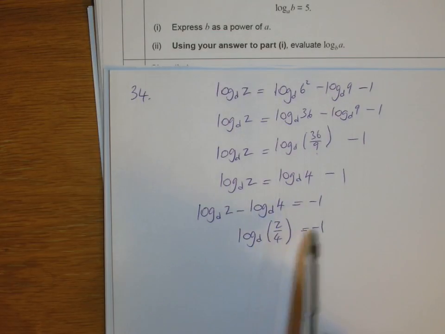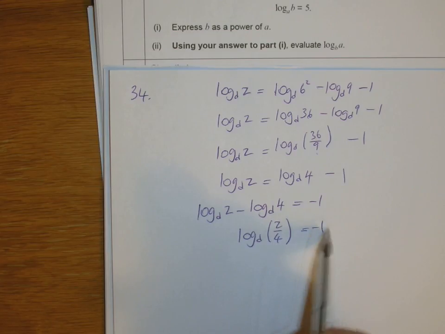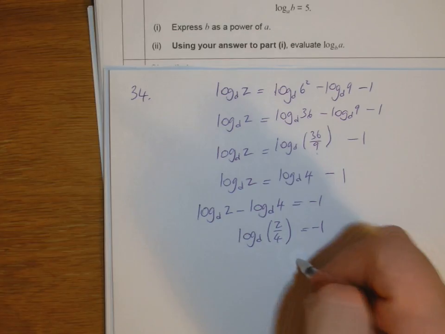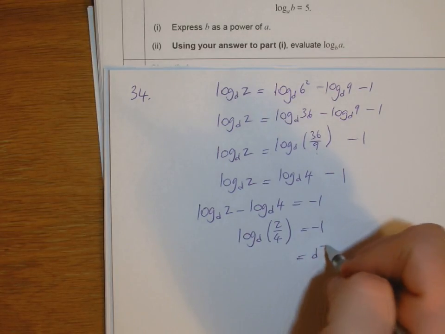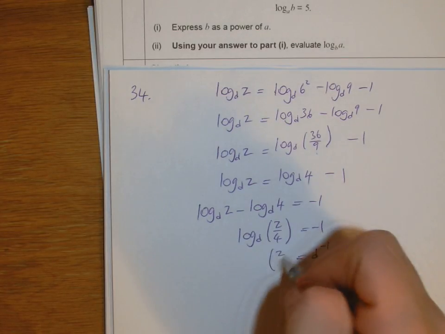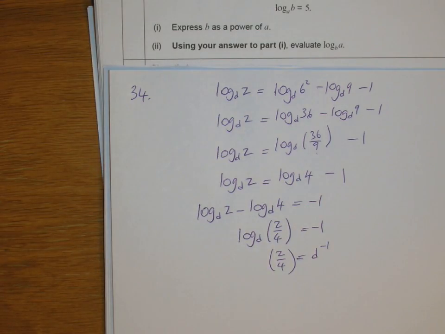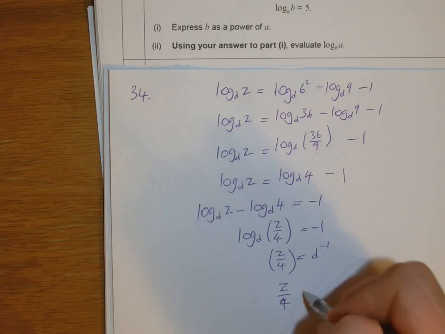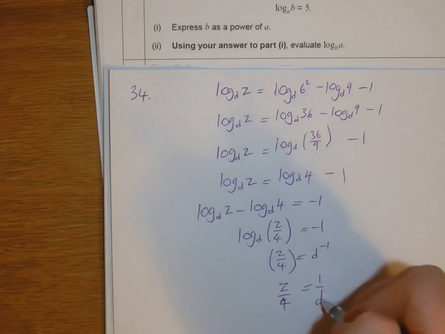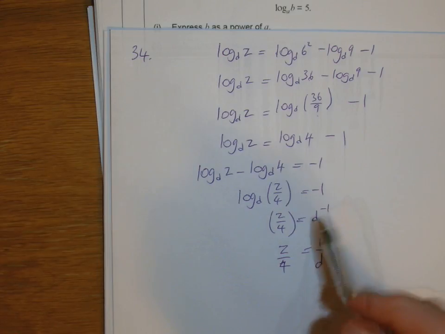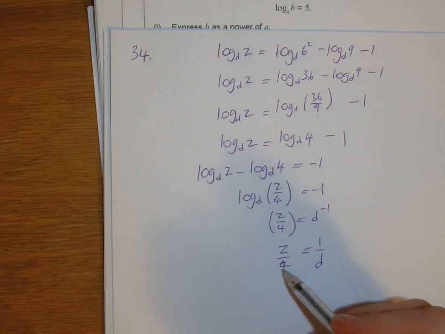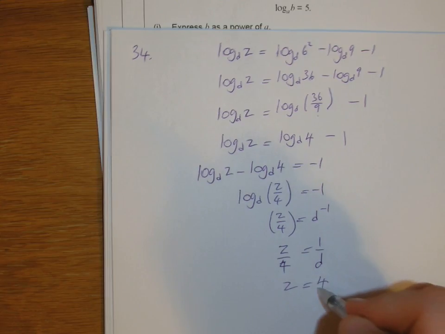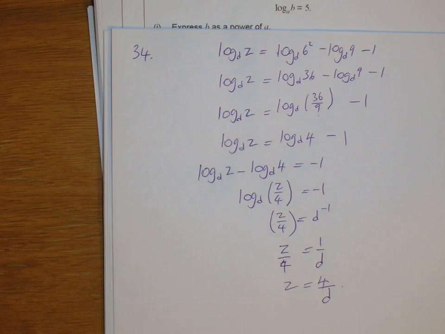And then we've got the issue that if you've got a log equal to an answer, this number represents the power of that base. So you take the base over, to be d to the power minus 1, and then you do z over 4 on this side. So z over 4 equals d to the minus 1, which is just 1 over d. They want z in terms of d, so all you've got to do now is take that 4 over, so you've got z equals 4 times 1 over d, which is just 4 over d.